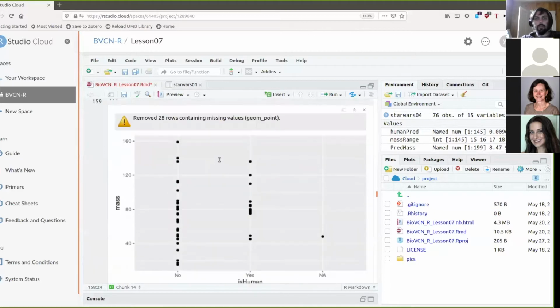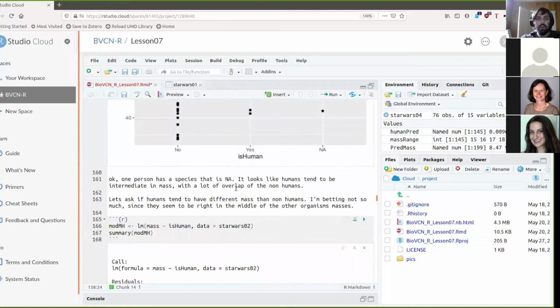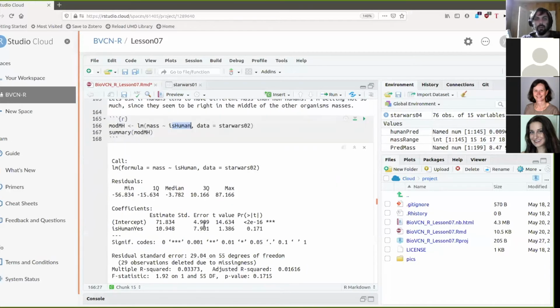And the question is, if we look at the yes and no's, is there sort of a linear relation? Maybe it looks like the humans are, on average, a little bit more massive than the non-humans in the Star Wars universe. And we can test that with a linear model. The way that works is that we feed it in the same way we feed everything else. So we've got mass versus is human, and we run it, and we get this model out.